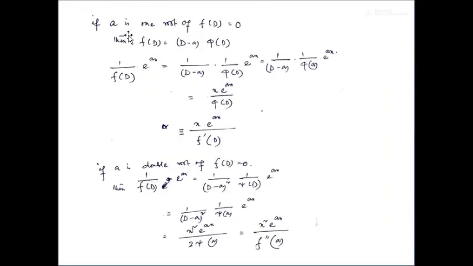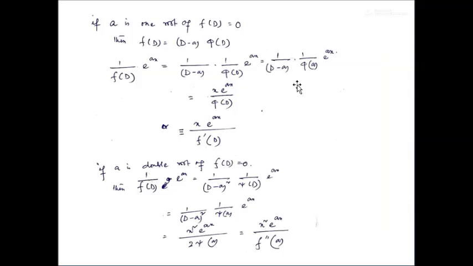Now if a is a root of f(D), then f(a) will be 0, and if f(a) is 0, then f(D) equal to (D minus a) into phi(D). So 1 by f(D) into e to the power ax will be 1 by (D minus a) into 1 by phi(a) into e to the power ax.